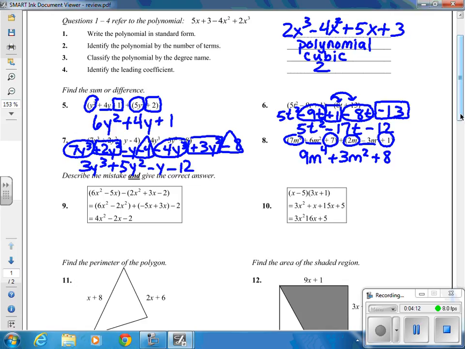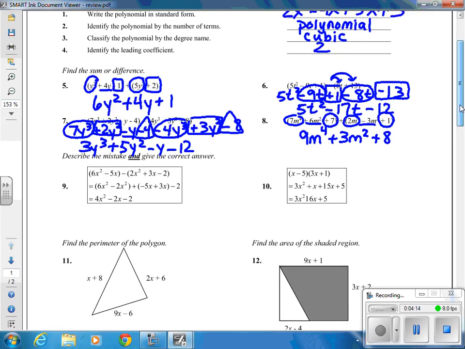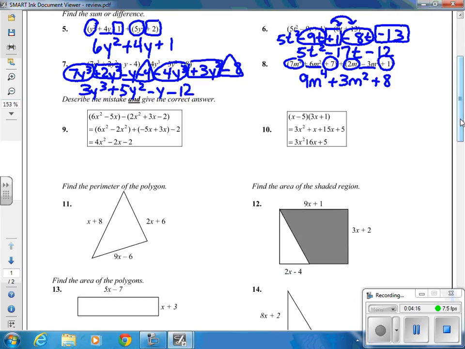All right, for numbers 9 and 10, there are mistakes that have been made in each one of these, so you are asked to describe the mistake and give the correct answer. It's probably easiest to start the problem from scratch and do it on your own and get the right answer, and then see what mistakes the person may have made once you look back. All right, so that's how I'm going to approach this.